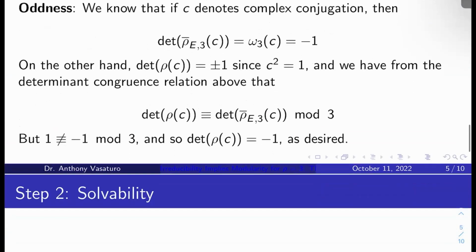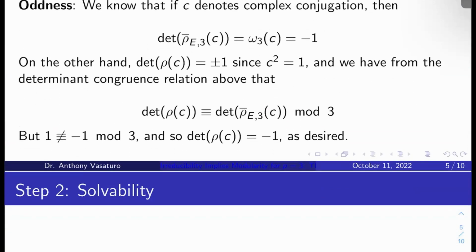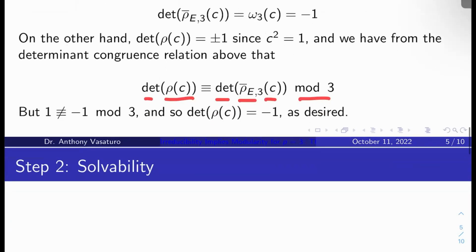If you look at what that says, applied to our specific situation, it says that det of rho of c is equivalent to det of rho bar E3 of c mod 3. But the point is that det of rho of c can't be 1 because 1 isn't equivalent to -1 mod 3. And so det of rho of c must be -1 because that's the only other option, right? Perfect. So we have an odd representation.